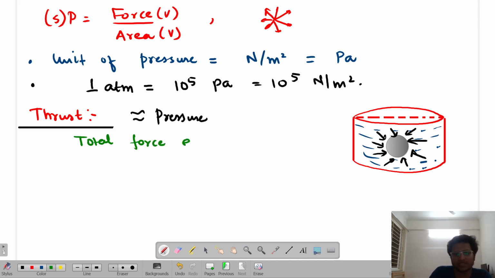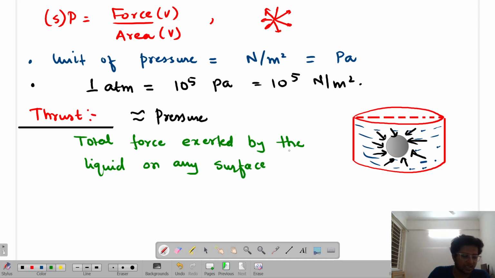present or exerted by the liquid on any surface in contact with it. ठीक है? Simple. What is thrust? It's nothing but the total amount of force which will be exerted by the liquid. So basically, it's like the pressure into area.